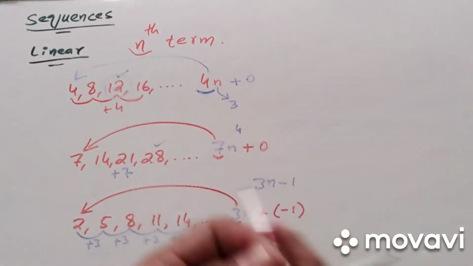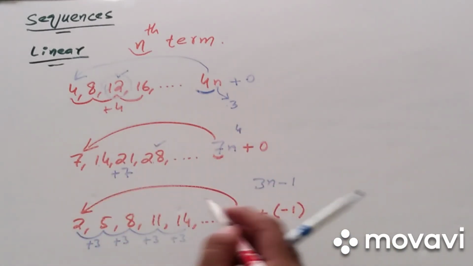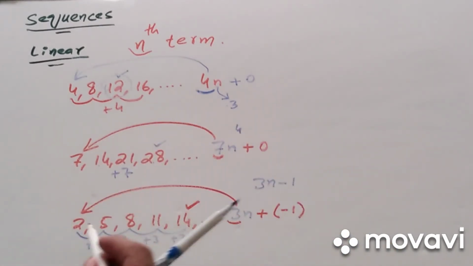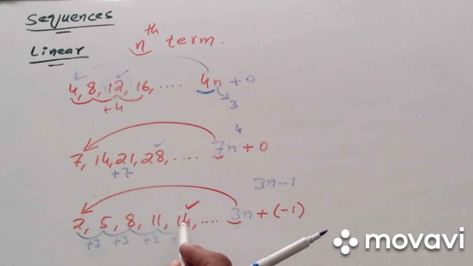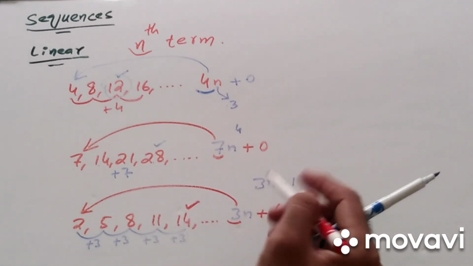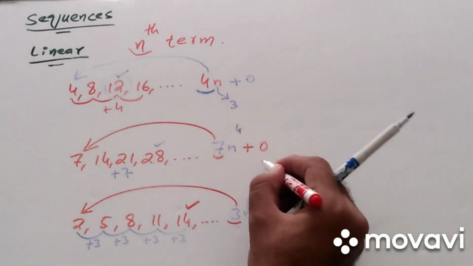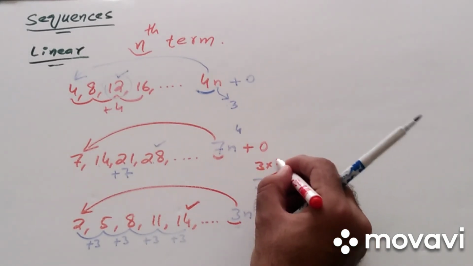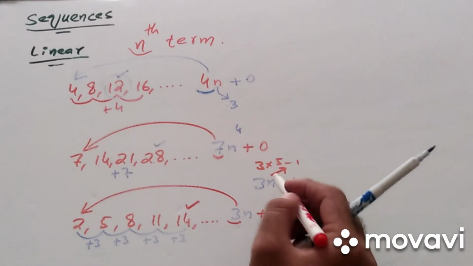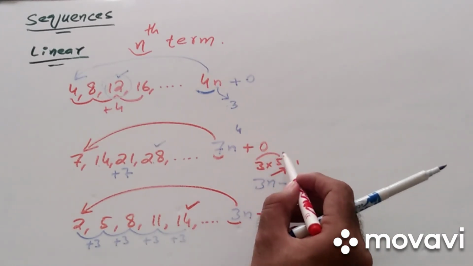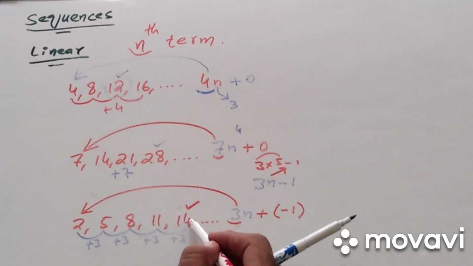Now if you want to verify, the fifth answer, since 1, 2, 3, 4, fifth answer is 14. So just change n with 5. So it will be 3 times 5 minus 1, and you can see 3 times 5 is 15, and 15 minus 1 will be 14. So you are correct.